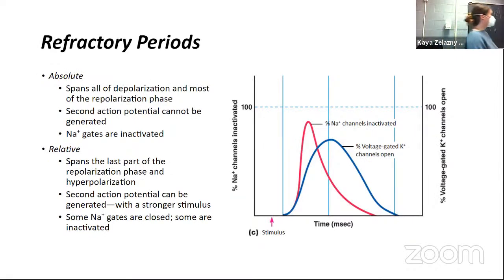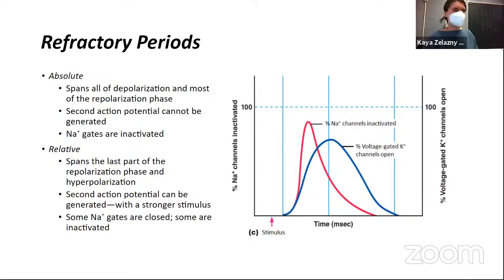So here, the graph on the left is changed just to show the percent of channels that are inactivated versus open. So we're thinking about permeability here. And we have our absolute and relative refractory periods rephrased, but it's still just the absolute refractory period: all of depolarization, pretty much all of the repolarization phase. Can't make another action potential no matter what, because sodium gates are closed.